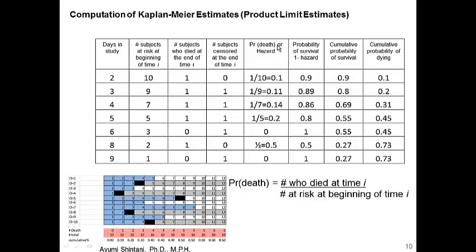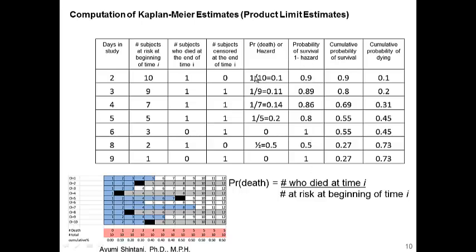So let's start with the hazard. The hazard is computed as the number of events divided by the number of people at risk. So you do 1 over 10. Okay, and then at day 3 you do 1 over 9. And day 4 you do 1 over 7. And day 5 you do 1 over 5. So this is the probability of a person dying at each time point. And then you do 1 minus that, which gives the probability of a person surviving at each time point.